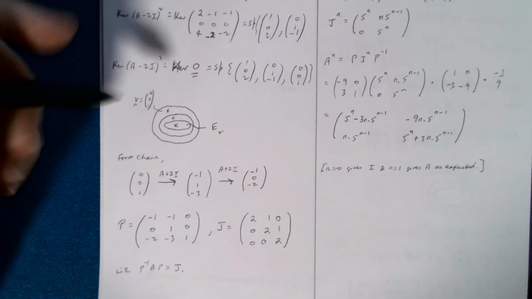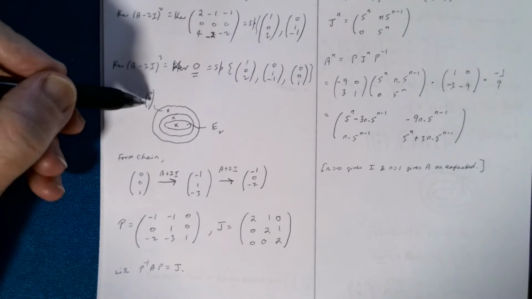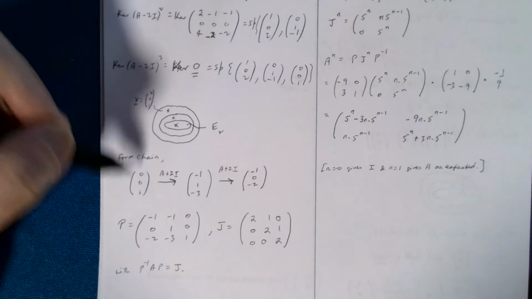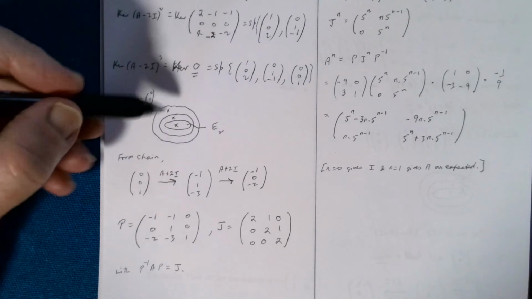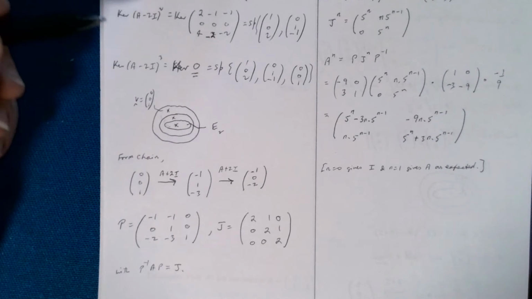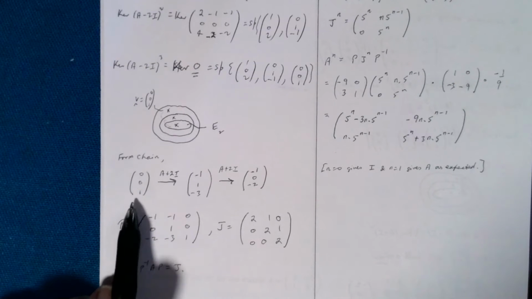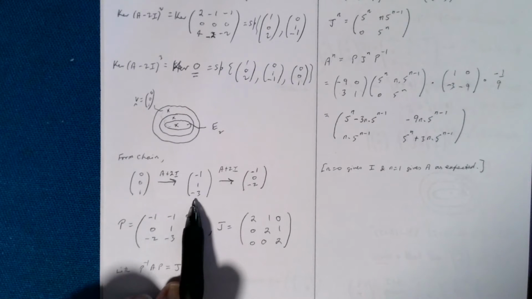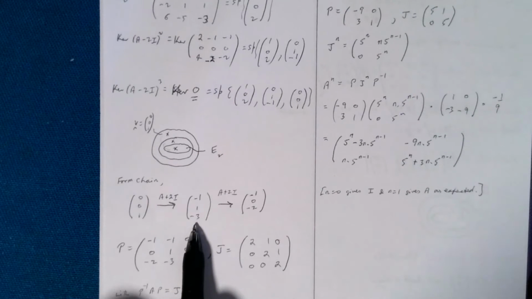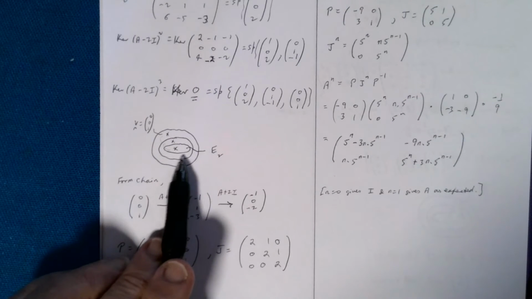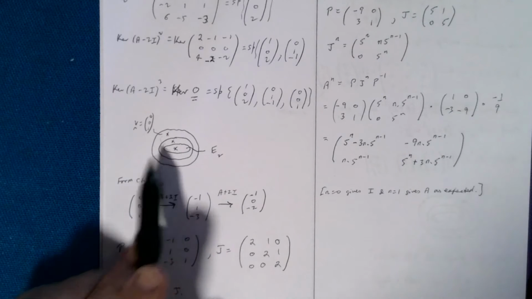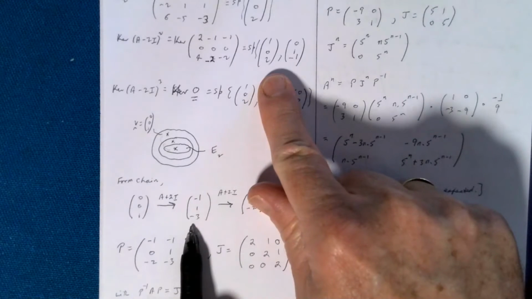We take the vector in the outermost kernel, which is 0, 0, 1, and we chain inwards to the center by multiplying by A minus 2I. We do that once, and we end up with this vector here. Just as a double check, this vector is going to be somewhere inside this space in here, so this one has to be a linear combination of these two.